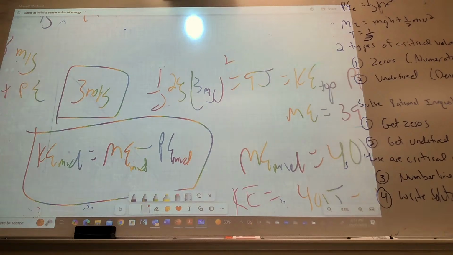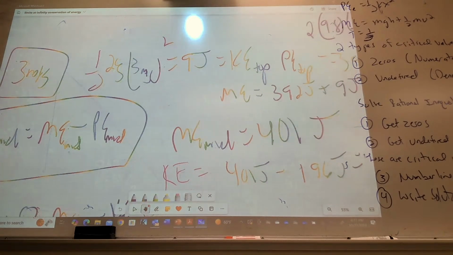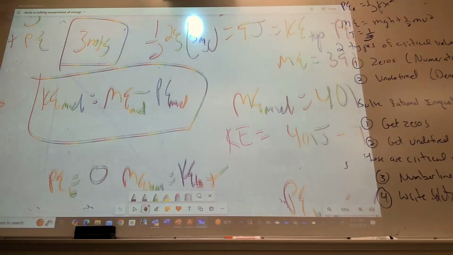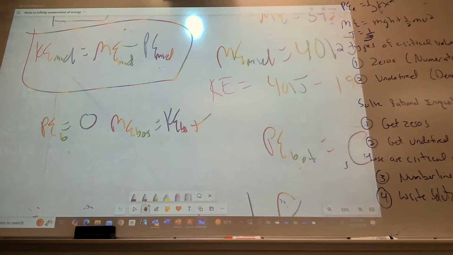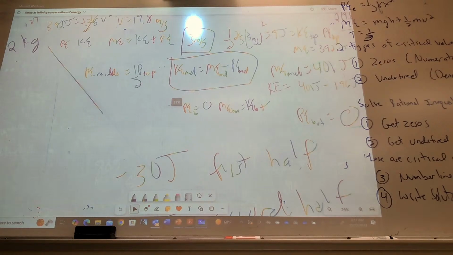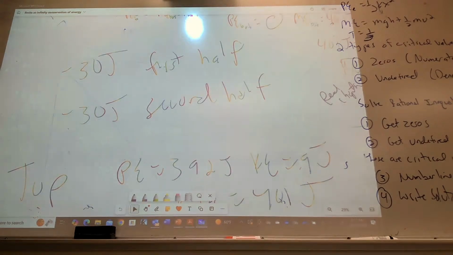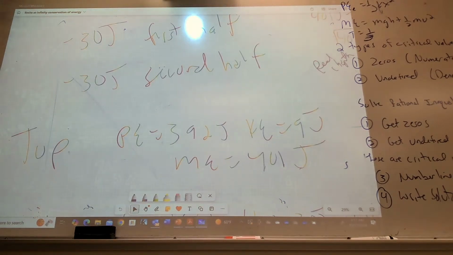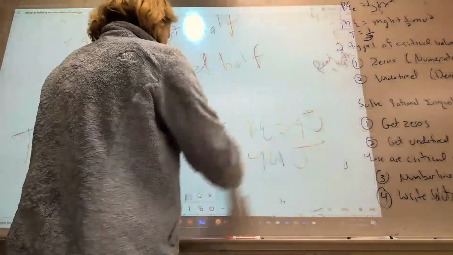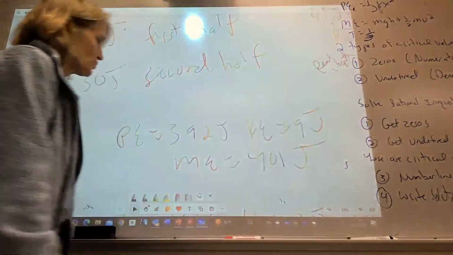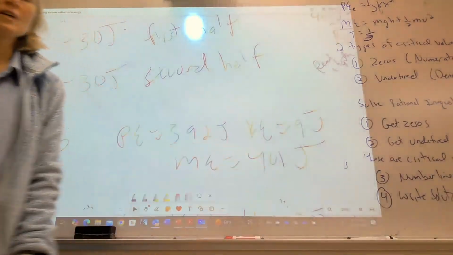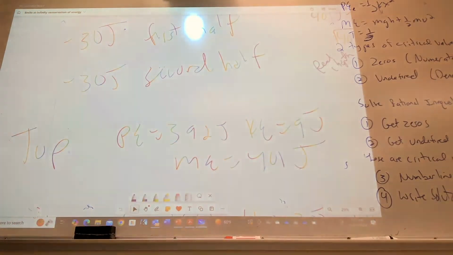So our mechanical energy was 401, the same as before. We have to subtract 30 joules from that to get our mechanical energy in the middle, because we're losing 30 joules in the first half and 30 joules in the second half. So we start out the same: potential energy is the same, kinetic energy is the same, mechanical energy is 401 joules. We just went mgh, 1/2 mv squared, and added these two together. Now we subtract 30 joules to get the mechanical energy in the middle.